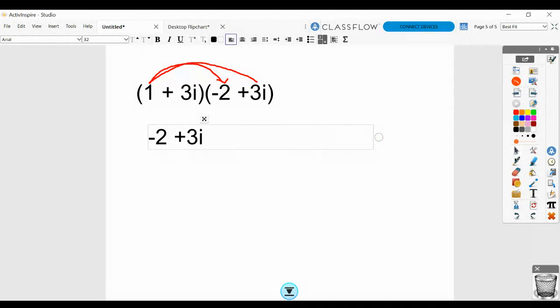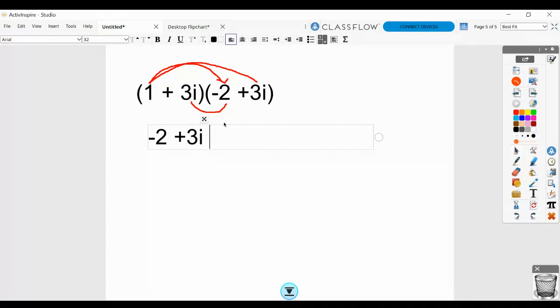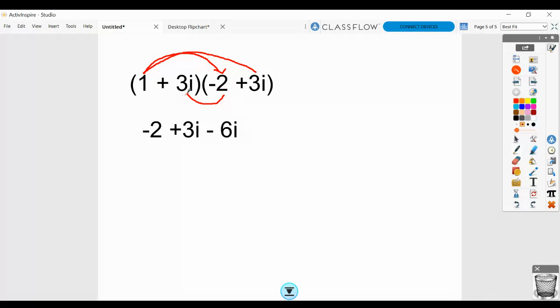Then we have to do the insides, which is 3i and -2. And that would actually give us -6i. Last but not least, we are going to do the last two, which is 3i times a regular 3i, which actually gives us a 9i squared.